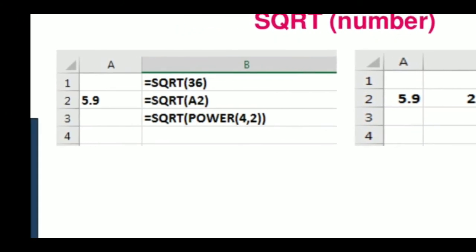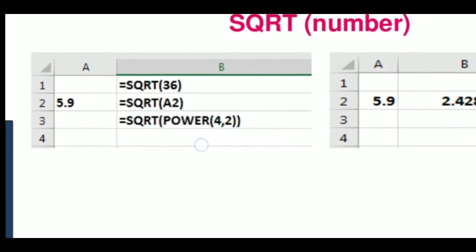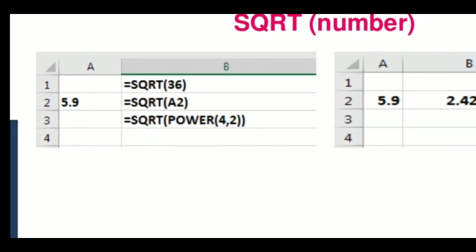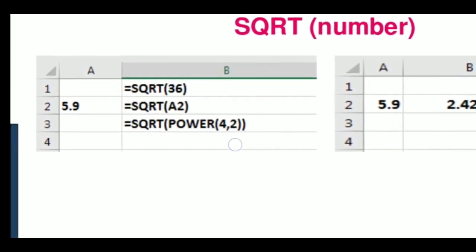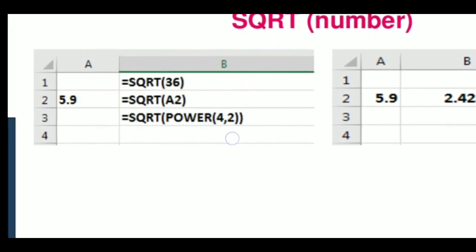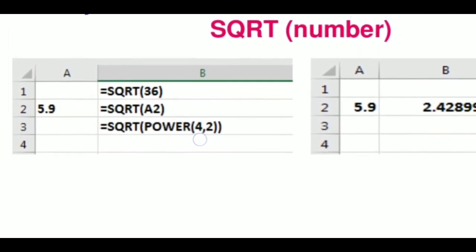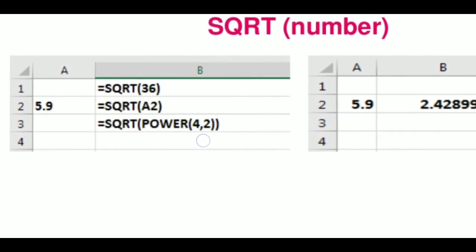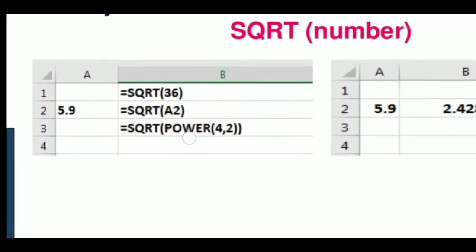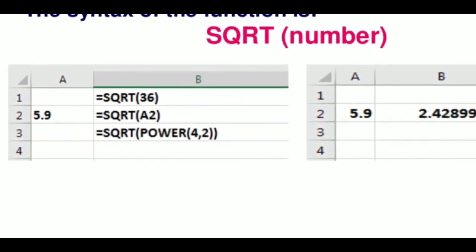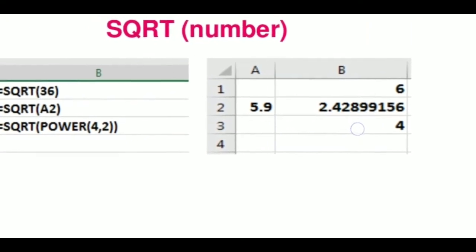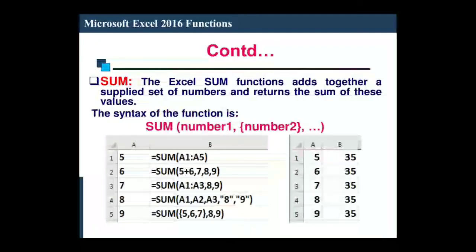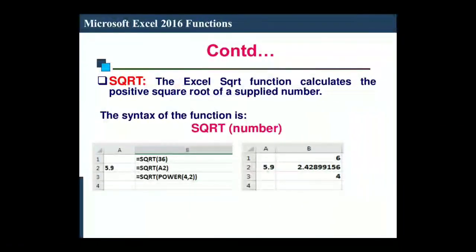We can also use a function within a function like this, equal to SQRT of power 4 comma 2. So here first the inner function will be evaluated, the result of 4 comma 2, here 4 to the power 2 means 4 into 4 will be 16, and square root of this 16 will be 4. The result should be 4. Here you can see this is written here 4. So this function can be used to find square root of the given numbers.